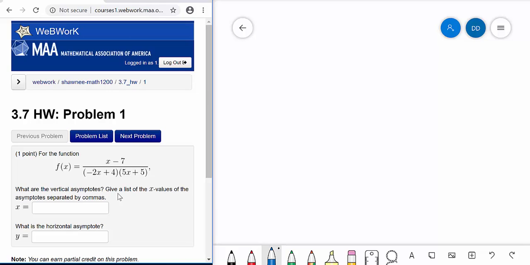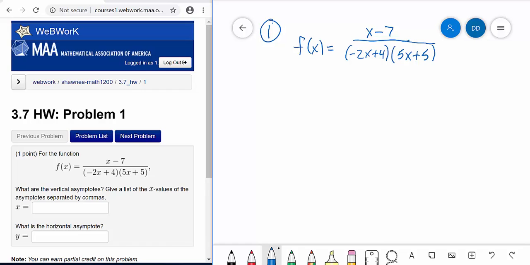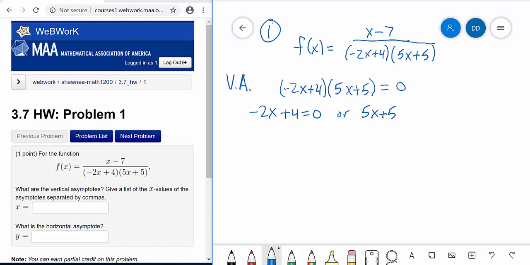The vertical asymptotes for this graph will occur when the denominator equals 0. So to solve for the vertical asymptotes, we set the denominator equal to 0 and solve, and so it's nice to have this in a factored form. So here we have the function f of x, and to find the vertical asymptotes, we need to set the denominator, negative 2x plus 4 times 5x plus 5, equal to 0, and we can set each factor equal to 0. So we have minus 2x plus 4 equals 0, or 5x plus 5 equals 0.